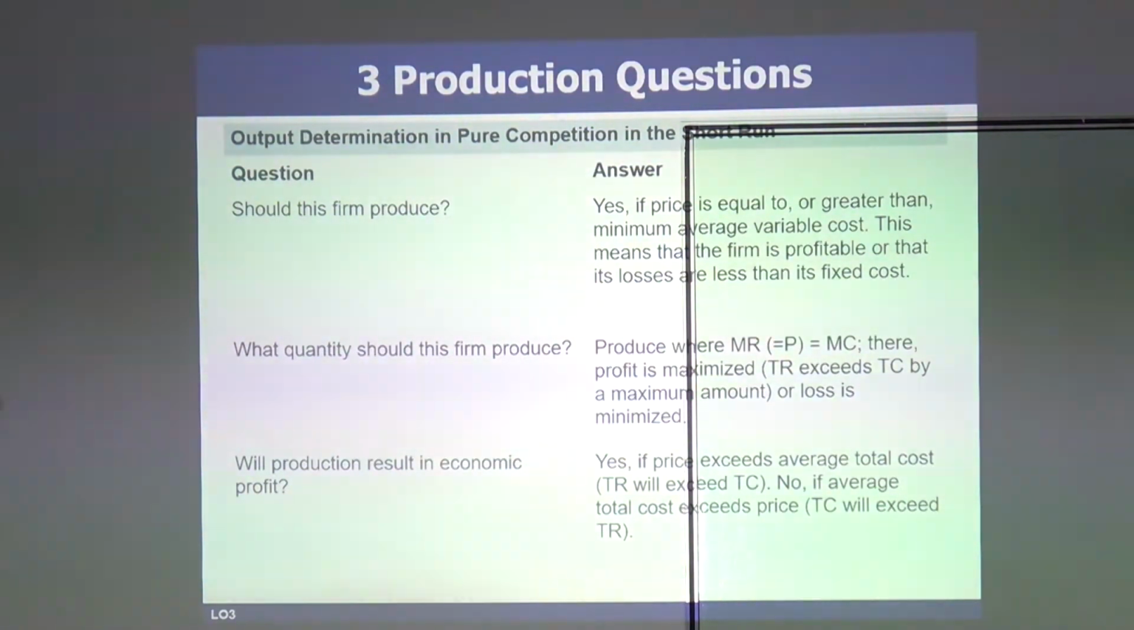What quantity should the firm produce? The firm should produce at the point where MR equals MC. Will production result in economic profit? Yes, if the price is above average total cost. If the price is just equal to average total cost, the firm will just break even. If the price is below average total cost, as long as it is above average variable cost, the firm will produce by minimizing losses.